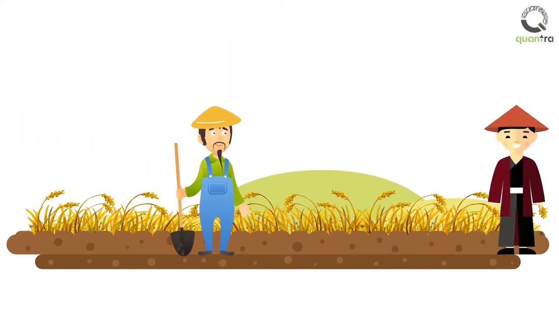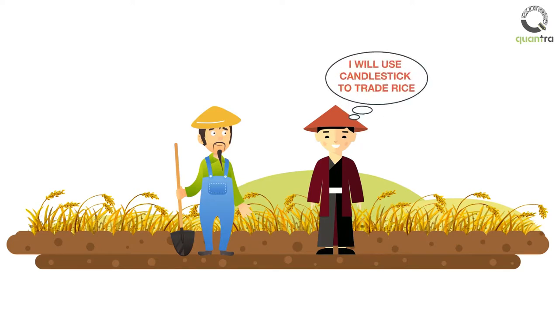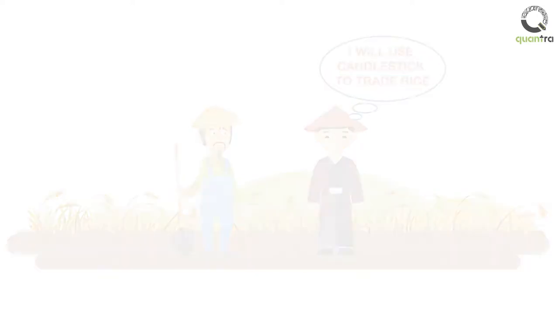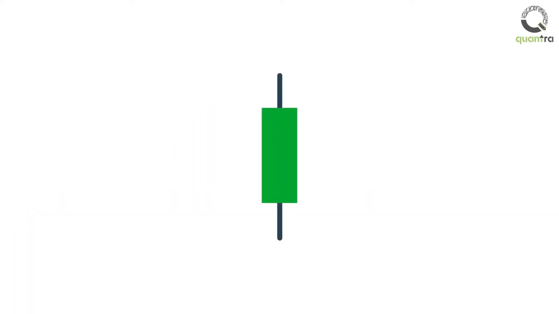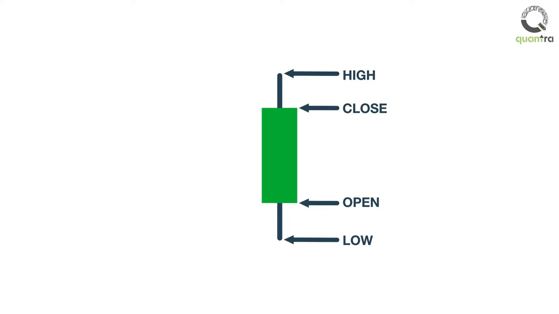Candlesticks have been in use since the 17th century by Japanese traders to trade rice. A typical candlestick gives us information about four things: the opening and closing prices of a day, and the day's high and low. This area between the opening price and closing price is called the body. The day's highs and lows are represented by a tail, or a wick.